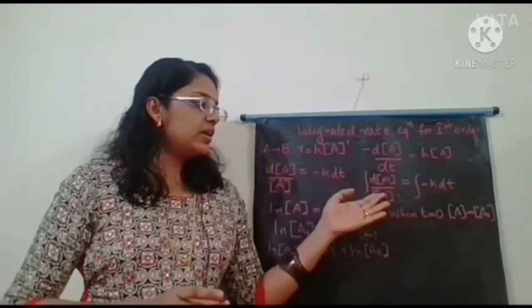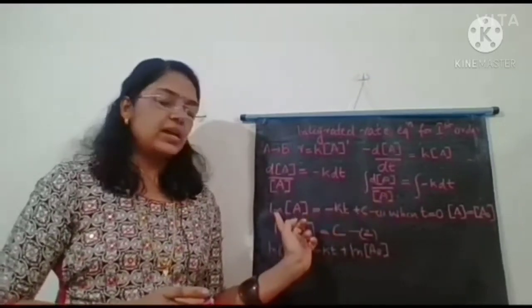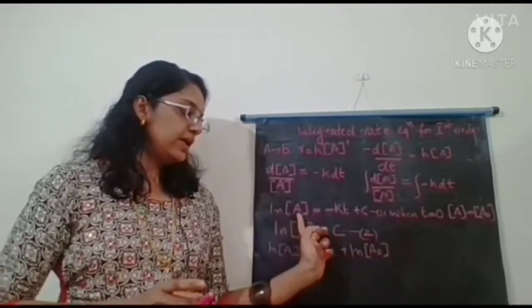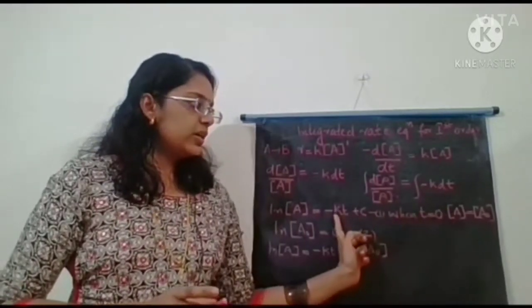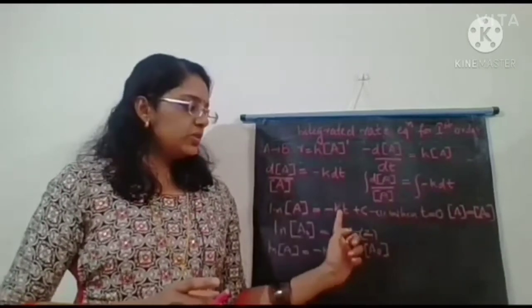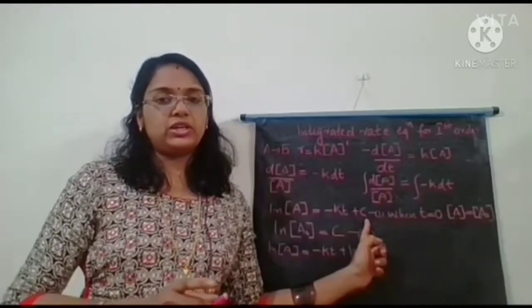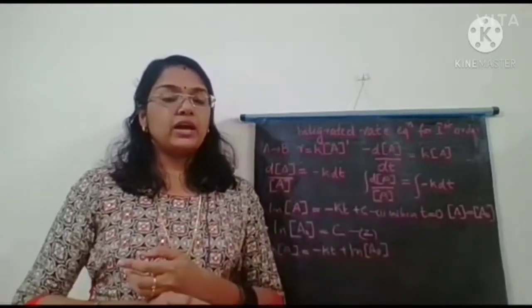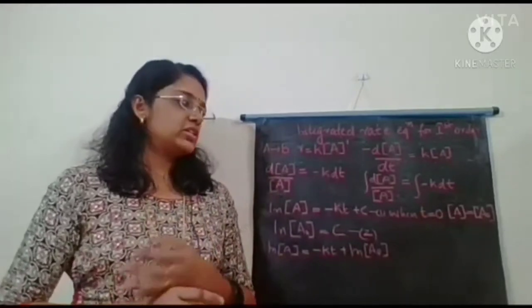So similarly, dA divided by A, on integration, is log A, that is ln A, is equal to, again K is a constant so we can put it outside, minus K. Then the integral of 1 dt is t, plus we put the constant of integration. Again we take an assumption to get the value of C, the constant of integration.